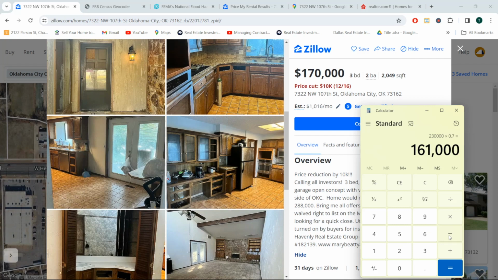So this is 161. Now we need to subtract some repairs from this. Looking at this property, to be honest with you, this is about a $25 per square foot rehab. So it's going to cost you about $50,000 if you're going to flip it. So if you're going to flip this property without a wholesaler, let's just do the math, right?